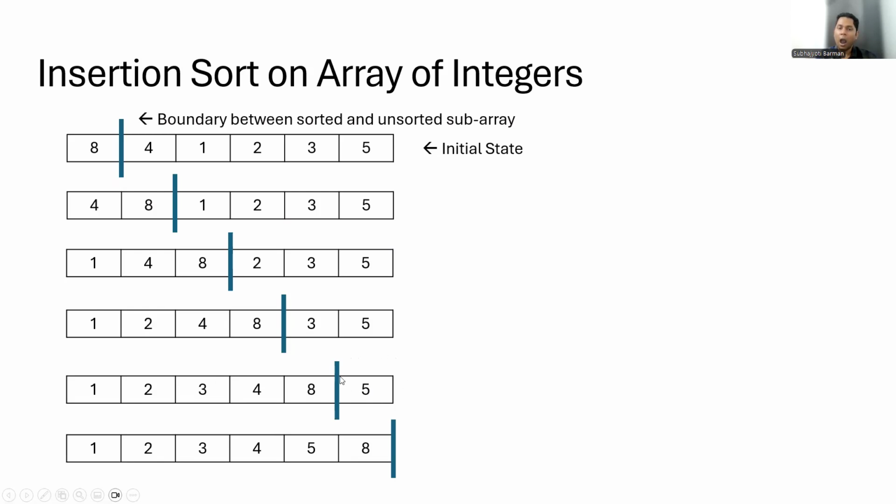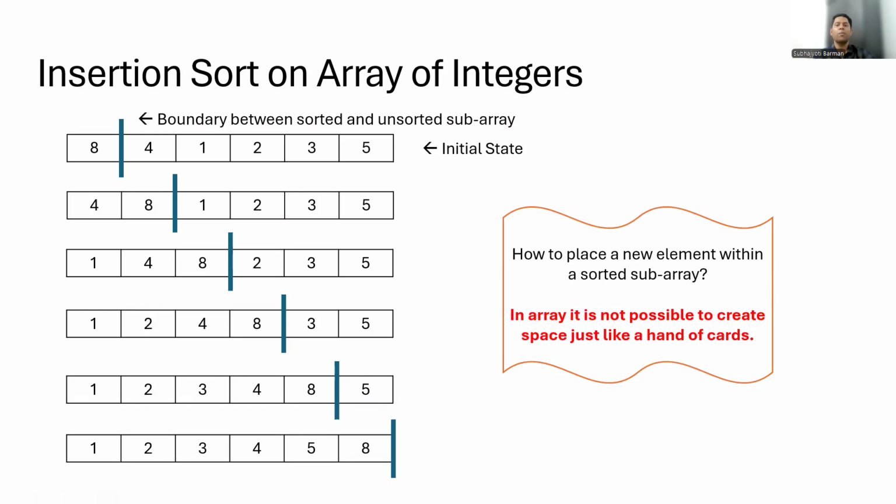Now in my unsorted subarray, there exists only one element. And what is the element? It is 5. We must place this element in between 4 and 8. If we are able to do this, ultimately we will get the sorted array. Fine. But what is the problem?